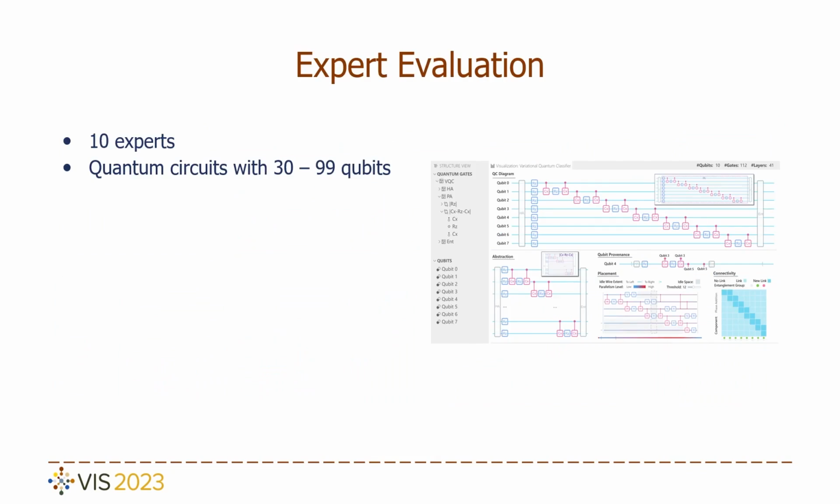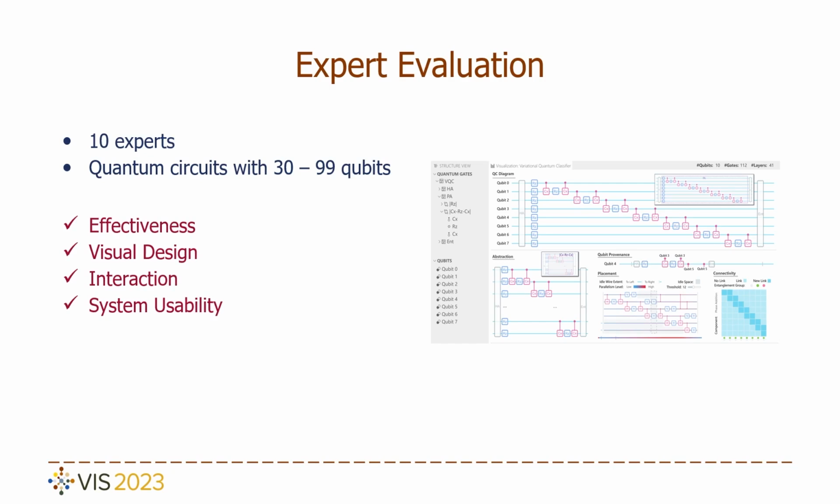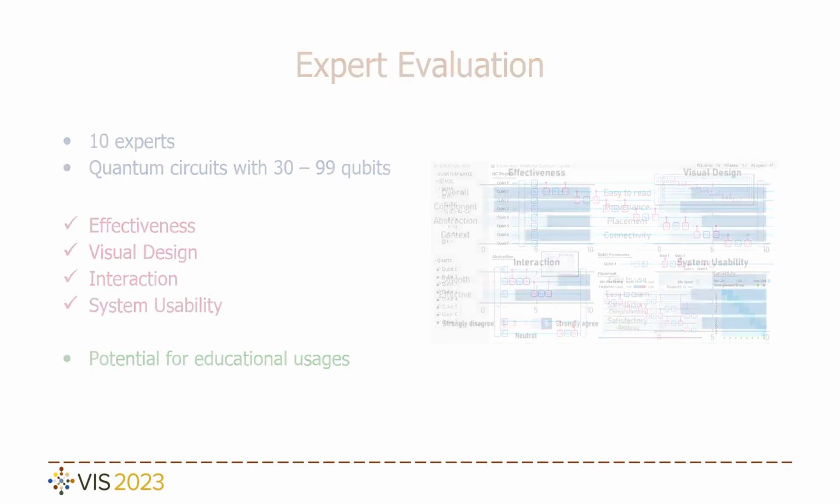To evaluate our approach, we conduct a formal user study with 10 quantum experts and ask them to use Quantivine to explore and analyze circuits ranging from 30 to 99 qubits. The results demonstrated the effectiveness of our approach and visual design. The feedback from the users provides valuable insights for the future development of quantum circuit visualizations. Please refer to our paper for more evaluation details and findings.